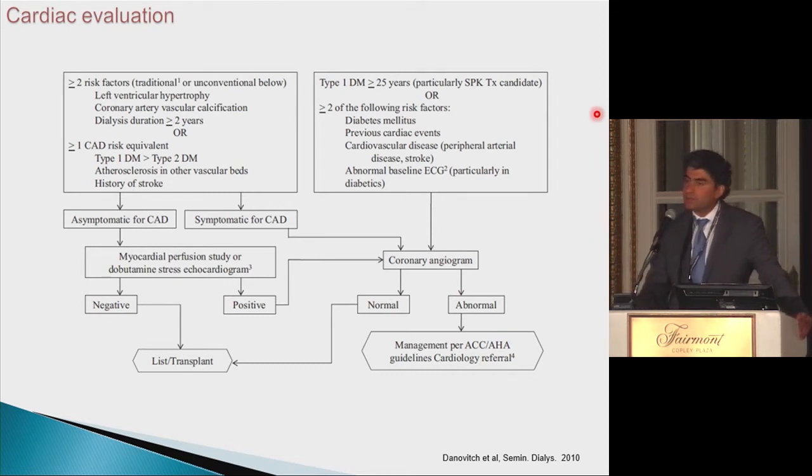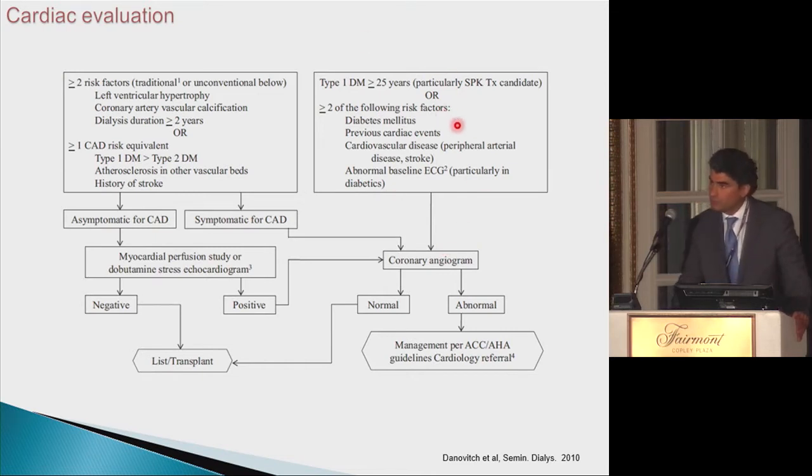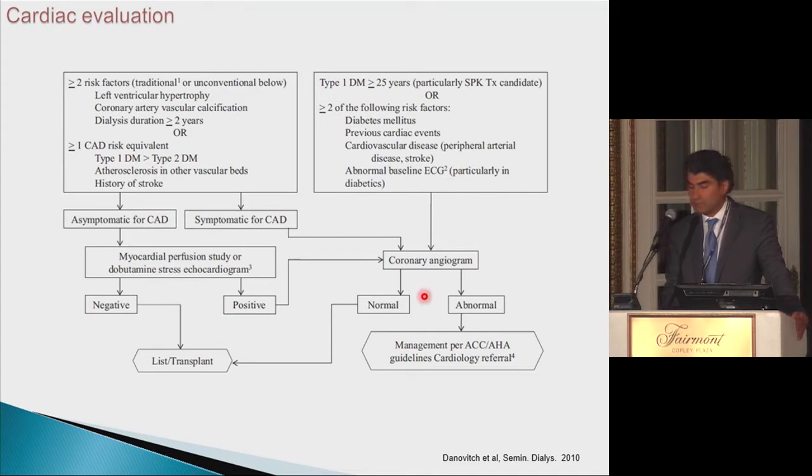However, it's still debatable whether, even if you fix those lesions, you would change the outcome of those patients. But I think most centers now agree on this approach. If the patients have a moderate risk for coronary artery disease and are asymptomatic, we get non-invasive testing. If they are symptomatic, then obviously we go directly to a coronary angiogram. But if you have a high-risk patient for coronary artery disease, like a diabetic for more than 25 years, or any of those two risk factors, then they should go directly to coronary angiogram.